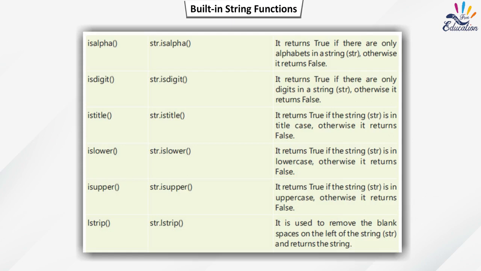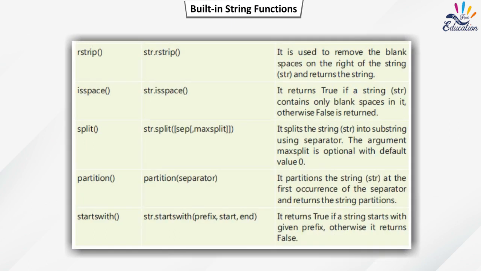Lstrip. str.lstrip. It is used to remove the blank spaces on the left of the string str and returns the string. Rstrip. str.rstrip. It is used to remove the blank spaces on the right of the string str and returns the string. Isspace. str.isspace. It returns true if a string str contains only blank spaces in it, otherwise false is returned.